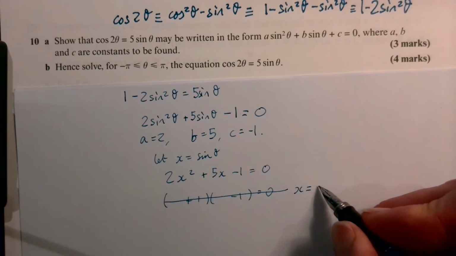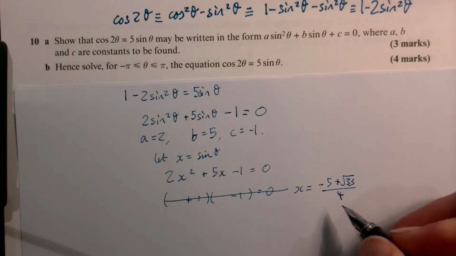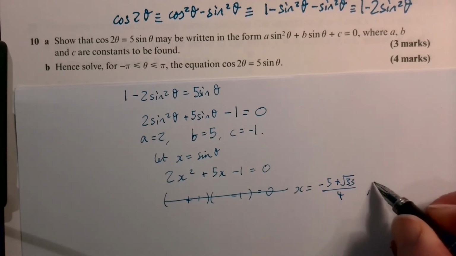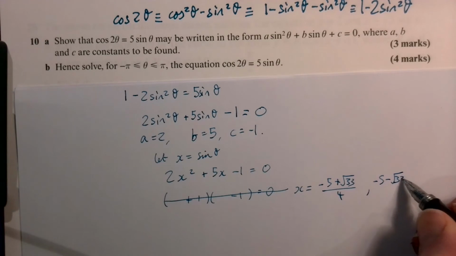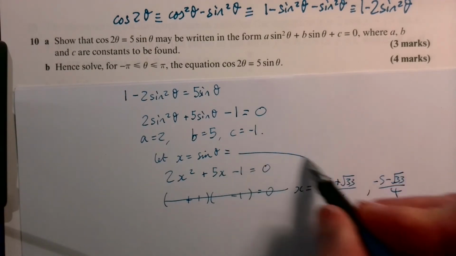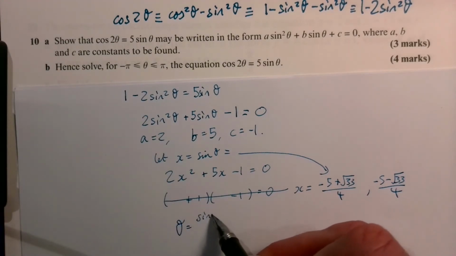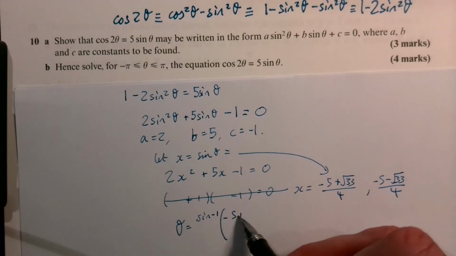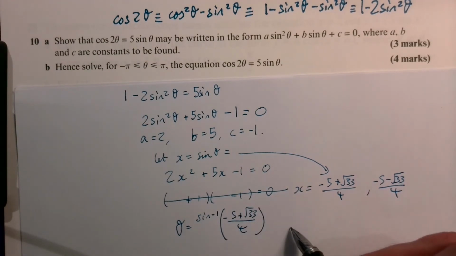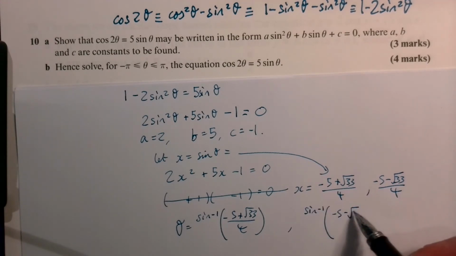x equals negative 5 plus root 33 over 4, or negative 5 take root 33 over 4. But as that's sine theta, we can then say that theta is going to be sine negative 1 of negative 5 take root 33 over 4.